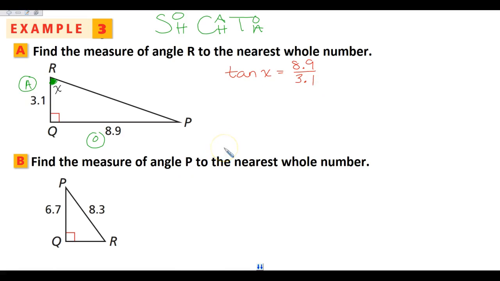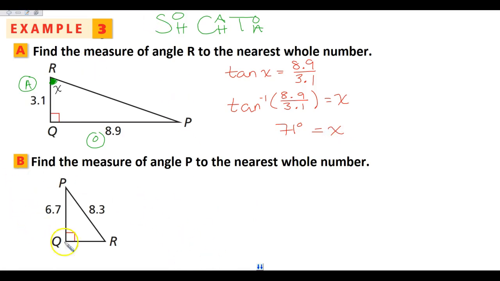Now, if you remember in your algebra classes in previous years, when you found an inverse function, like you had y equals 7x plus 2, and you found the inverse by switching the x and the y and then solving again for y, that's basically what's happening here. When we take that inverse function, we are switching our sides. So this is going to be the inverse tangent of 8.9 over 3.1 is equal to x. When I put this in my calculator, you should get 71 degrees when we round to the nearest whole number.